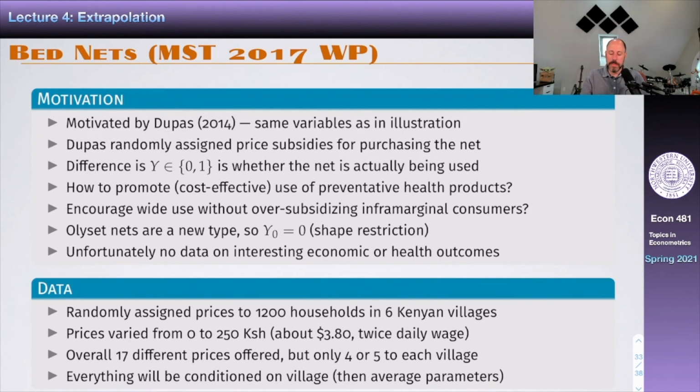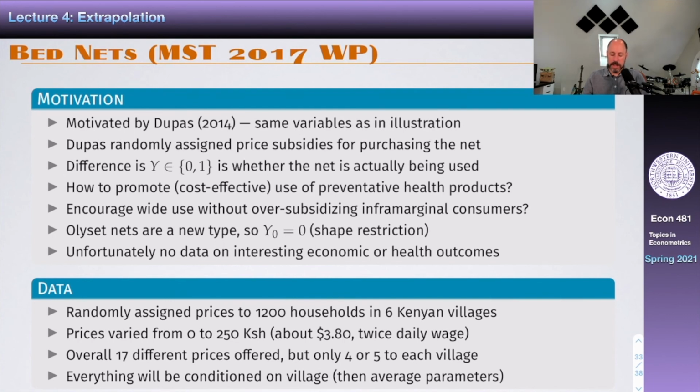So the application is this bed nets. It is motivated by the paper by Dupas, an experiment where she randomly assigns price subsidies for purchasing bed nets. The outcome is whether the net is actually being used. The question in the paper is how to promote cost-effective use of preventive health products. I'm not going to go over the details of the application, but you can imagine broadly what this is about.